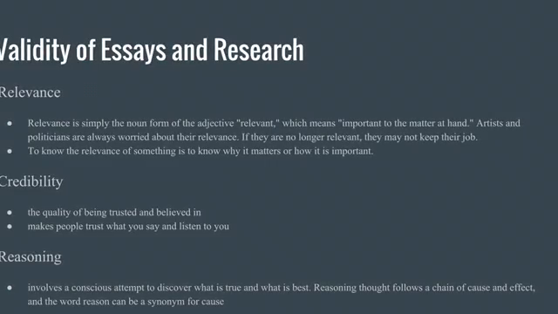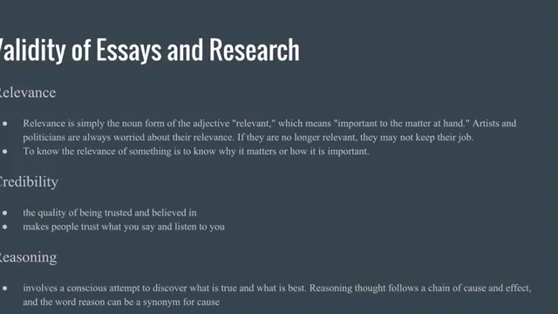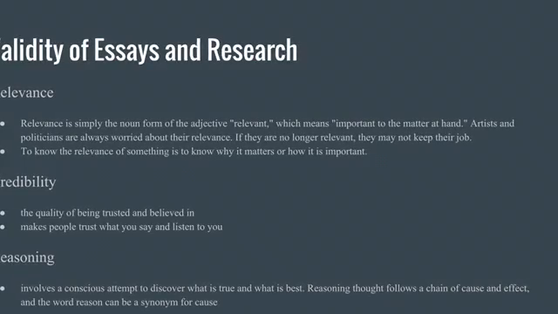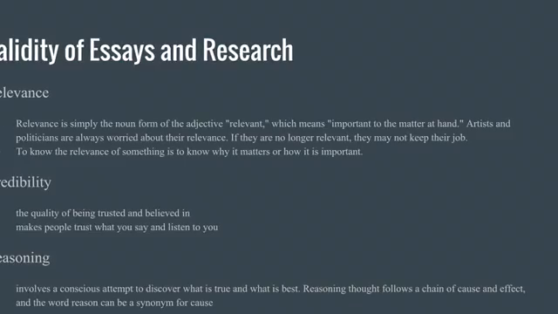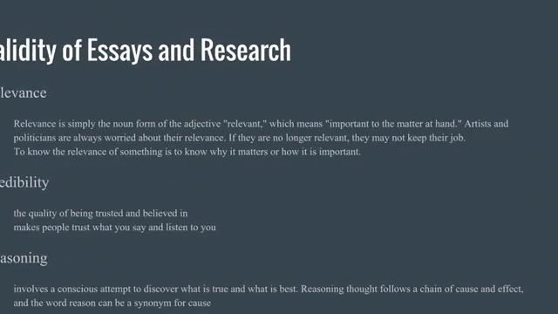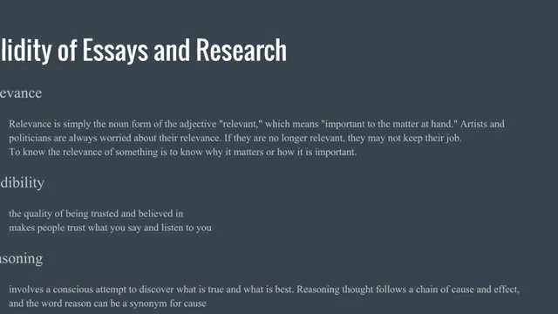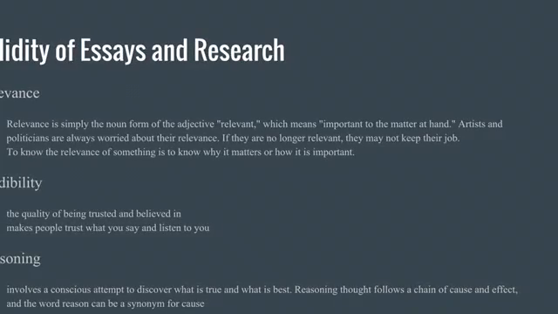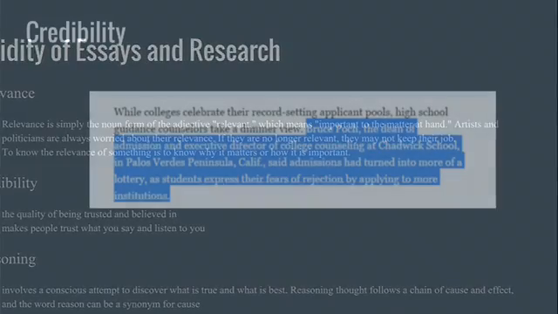Another thing they need is credibility. Credibility can be the quality of being trusted and believed in. It's what makes people trust and listen to what you're saying. Because if you don't have credibility, then most people will not try to listen to you. Another thing that we use is reasoning. Reasoning involves a conscious attempt to discover what is true and what is best. Reasoning thought follows a chain of cause and effect, and the word reason can be used as a synonym for cause.